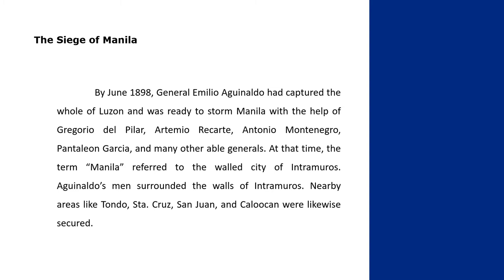The Siege of Manila. By June 1898, General Emilio Aguinaldo had captured the whole of Luzon and was ready to storm Manila with the help of Gregorio del Pilar, Artemio Ricarte, Antonio Montenegro, Pantaleon Garcia, and many other able generals. At that time, the term Manila referred to the walled city of Intramuros. Aguinaldo's men surrounded the walls of Intramuros. Nearby areas like Tondo, Santa Cruz, San Juan, and Caloocan were likewise secured.